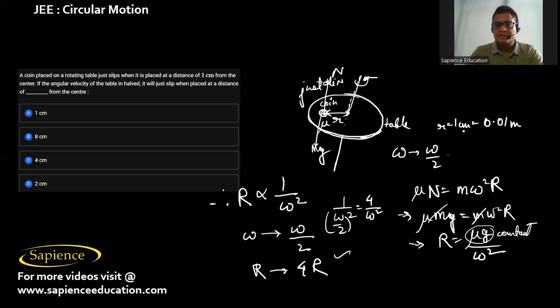It means here when the angular velocity is omega, then it just slips at 1 centimeter away from the center. So now it will slip at a distance of 4 centimeter away from the center. So option C is the correct answer.